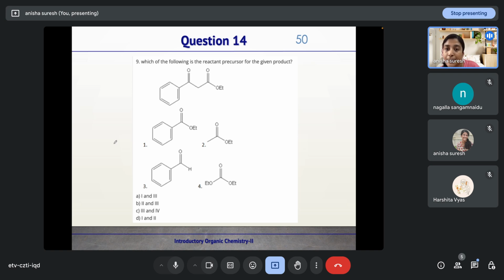Now coming to question number 14. Which of the following is the reactant precursor for the given product? This is the product that we are getting, and we have to identify two reactants from the given four options that will give this final product.